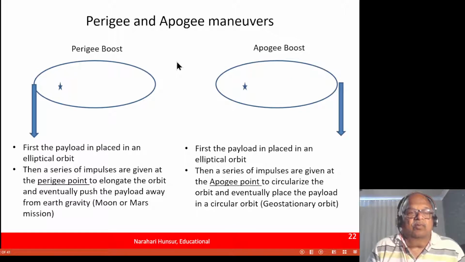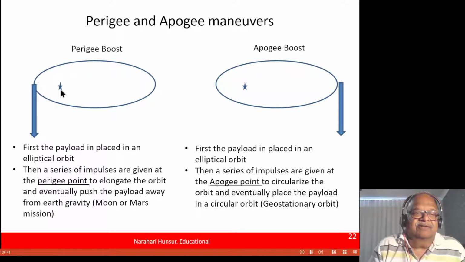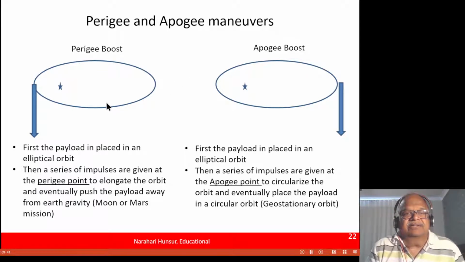So let's look at what happens here. The star is supposed to be the Earth. This is the point closest to Earth, perigee, and the satellite is in an elliptical orbit like this. This is the apogee point. When it's at perigee, the velocity will be very, very large. What you do is, even a small impulse here will make this ellipse bigger and bigger. So the apogee point will move further and further away. Then, of course, it'll escape the Earth's gravity and be trapped by the Moon's or Mars's gravity and go in that direction.